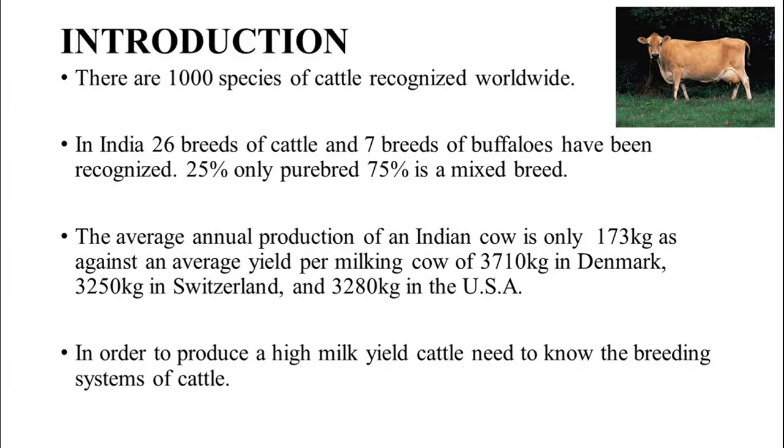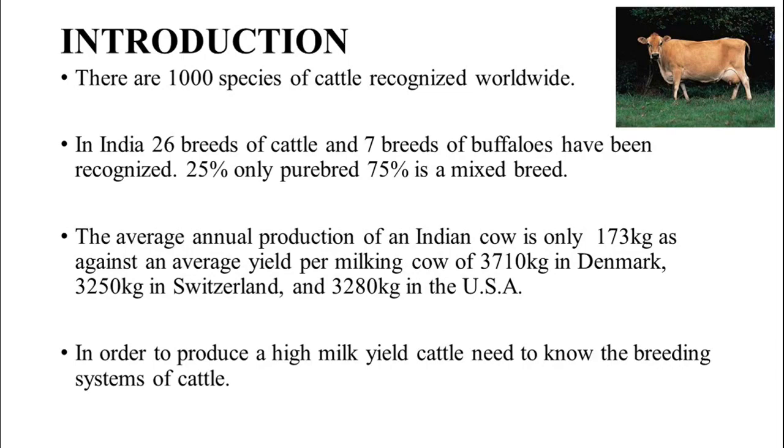Coming to the milk production in India, the average annual milk production of an Indian cow is just 173 kg, whereas the average annual milk production of a cow in Denmark is 3710 kg. In Switzerland, it is 3250 kg. And in USA, it is 3280 kg. We need to improve a lot in milk production because we are producing only 173 kg.